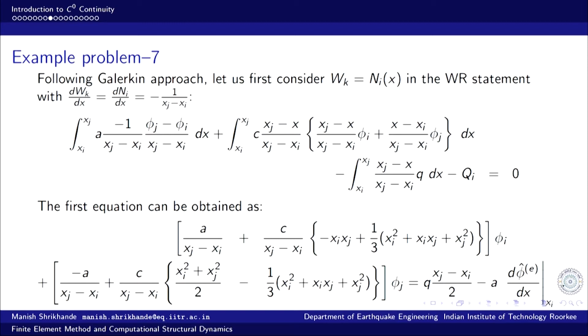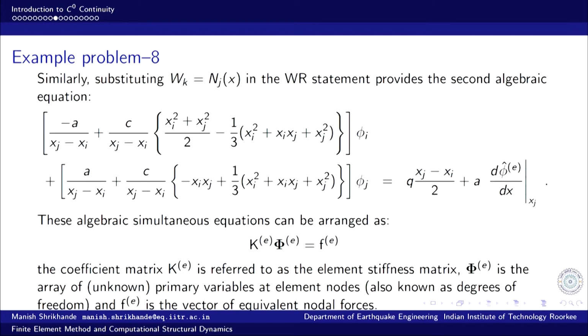After evaluating the integral, we obtain an algebraic equation in terms of phi_i and phi_j, and this is the boundary term corresponding to n_i. That is with the weighting function W equal to n_i. For the second equation, we substitute the weighting function as n_j, and again evaluating the same weighted residual statement integrals, we end up with these algebraic equations in terms of unknowns phi_i and phi_j, and again one boundary term remains here, corresponding to n_j, corresponding to node j.